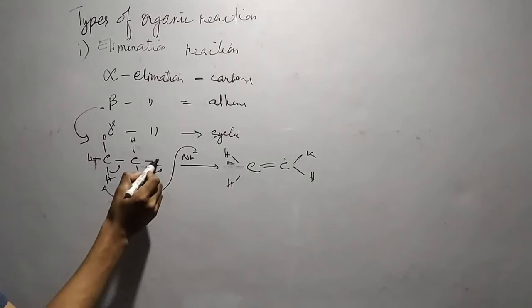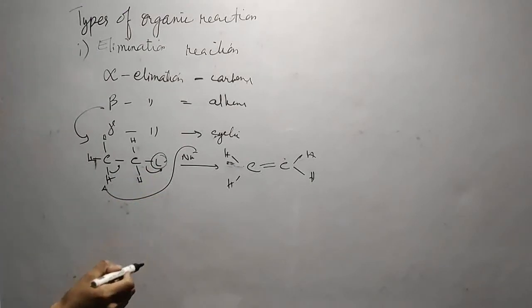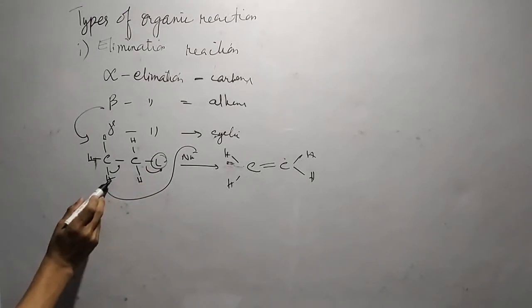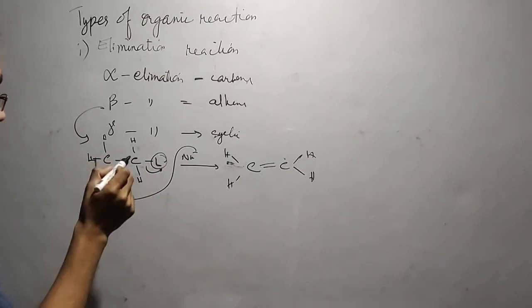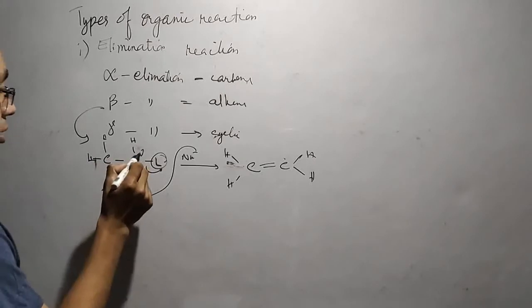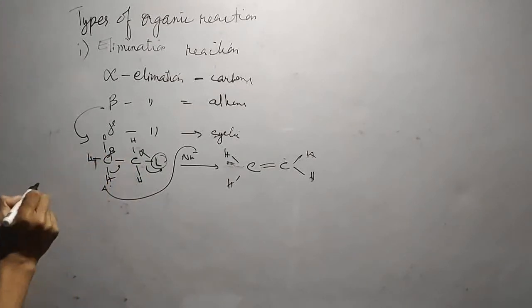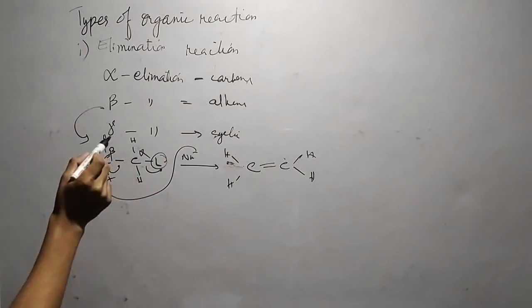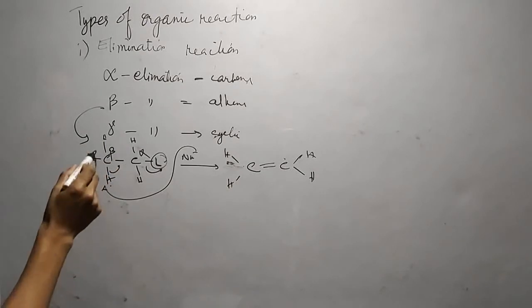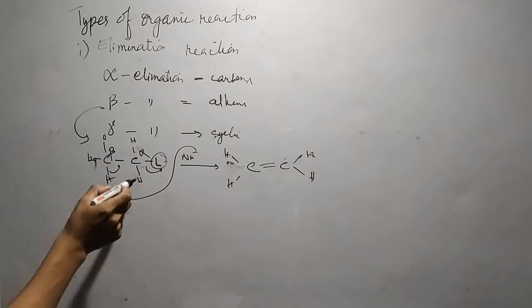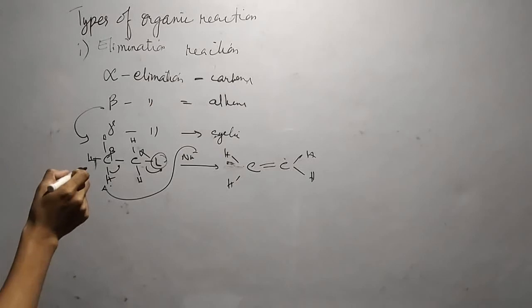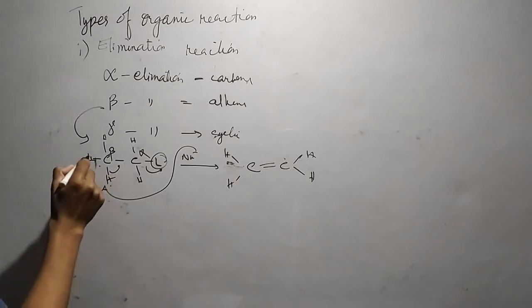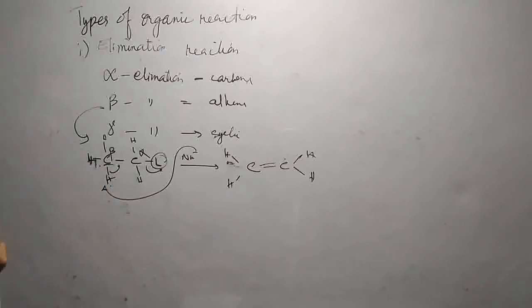Here you see this L represents the leaving group, okay, and H. See the first carbon atom to which the leaving group is attached is counted as alpha, and this one is beta. Okay, so in beta elimination, it is the release of an atom or a group of atoms from alpha and beta positions. So the beta carbon atom is involved for beta elimination.